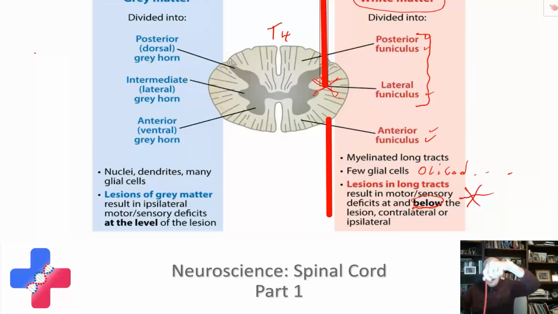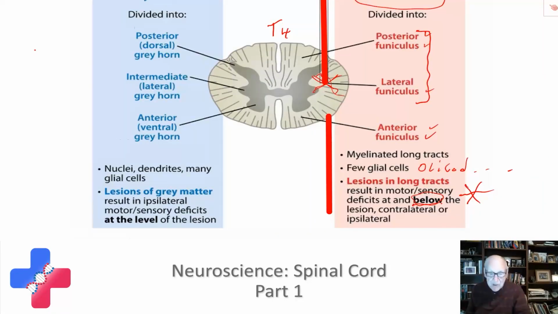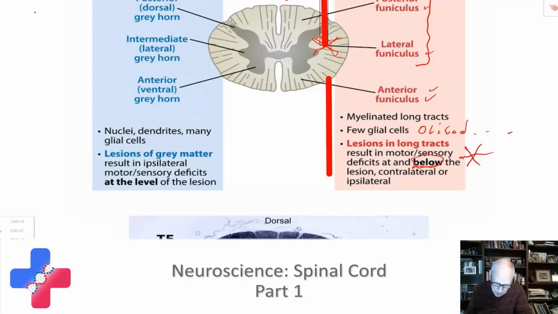If you had a very high lesion of the cord, say up here in the cervical region, you would lose all of the tract below the lesion. So the key word here is below the lesion, and that's very important. When you talk about long tract lesions in the cord, they're below, but they can be below, contralateral, or ipsilateral. You know those two terms: they describe and compare the side of the nervous system where the lesion is to the side of the body where the deficit will show.